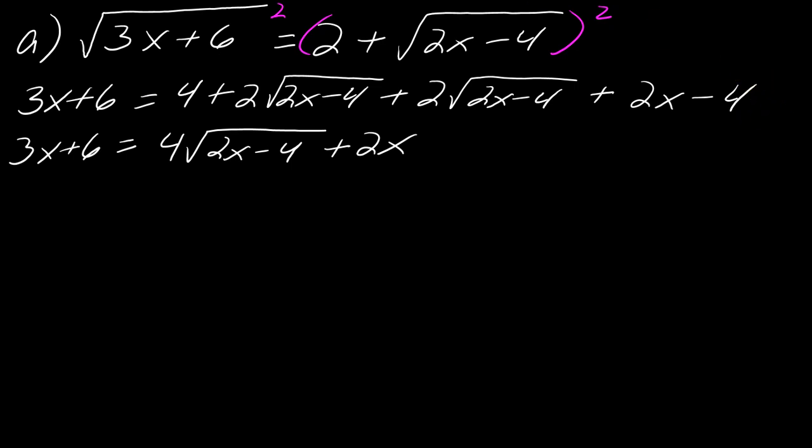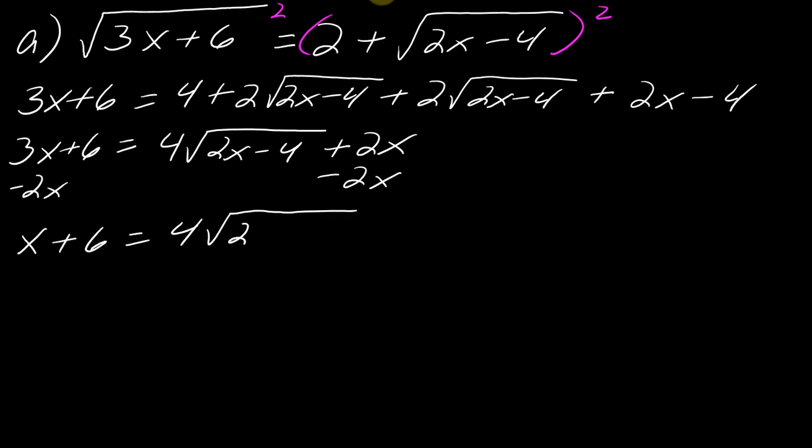So now, if you got to this point, that's good, see if you have to correct anything. Now what you want to do is isolate the radical. So how do we do that? If I'm trying to get this piece by itself, remember you can't do anything with the 4, but you could subtract off the 2x and that will get the radical isolated. So now I've got x plus 6 equals 4 times the square root of 2x minus 4.